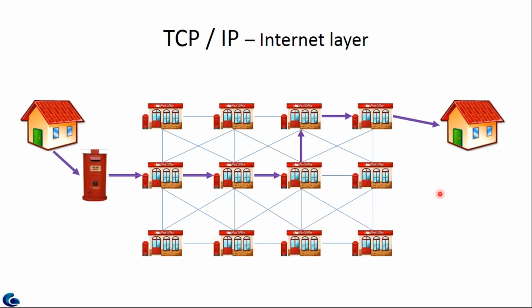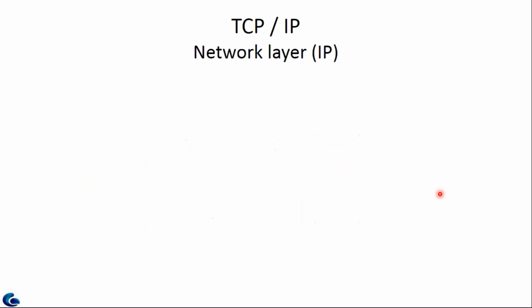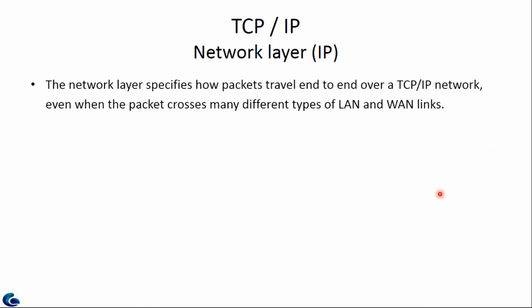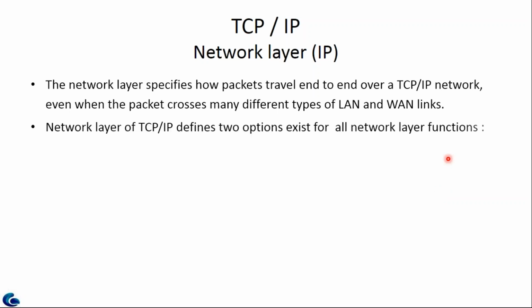And nothing can be a better example than the postal system. So what is the network layer after all? It specifies how packets travel end to end over the TCP/IP network, even if they have to go through multiple hops and multiple LAN and WAN links, no matter. Just because the address is mentioned in the packet, it never gets lost, right?